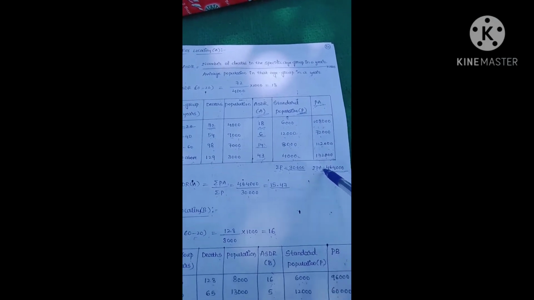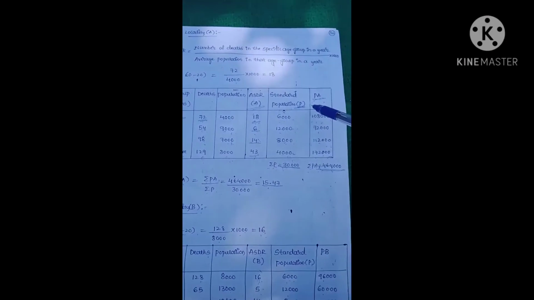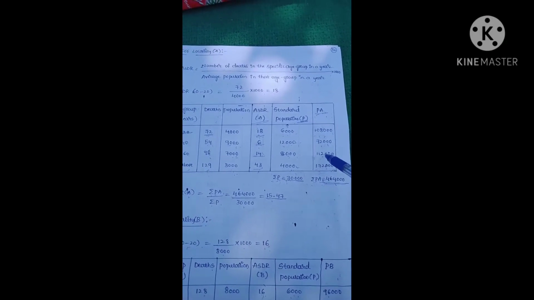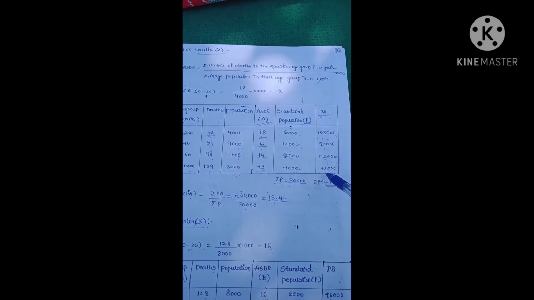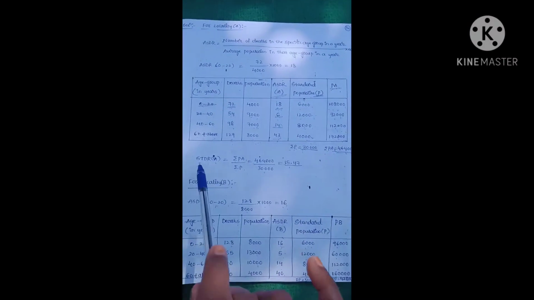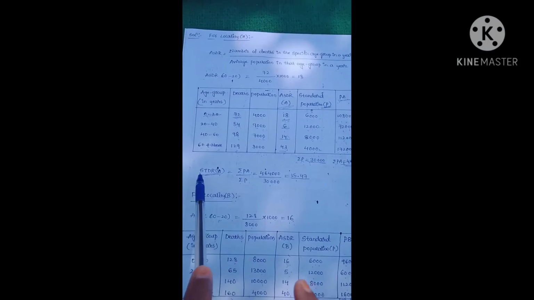Next, add these numbers for summation of P into A. Summation of P into A means the sum of these numbers: 1 lakh 8,000, 72,000, plus 1 lakh 12,000, plus 1 lakh 72,000. That is 4 lakh 64,000. Next, we need to calculate the main value here, the standardized death rate.